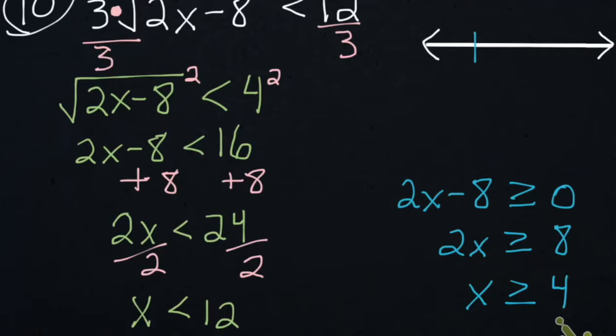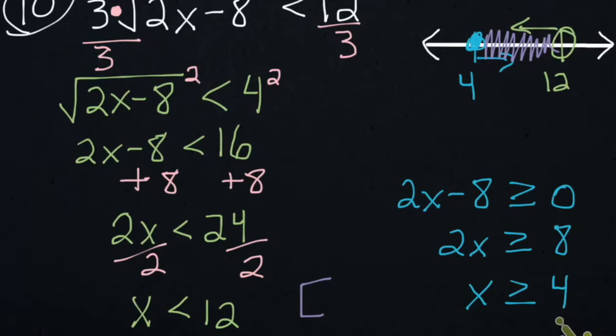4 is the smaller number, so it goes on the left and gets the solid dot because it has an equal to. 12 is on the right. It doesn't get a solid dot. It gets an open dot because it does not have an equal to. From the 12 we shade to the left, and from the 4 we shade to the right. My shading overlaps in the middle, so my solution would be from 4 to 12, but remember the 12 gets a parenthesis because it's not included in the solution set.